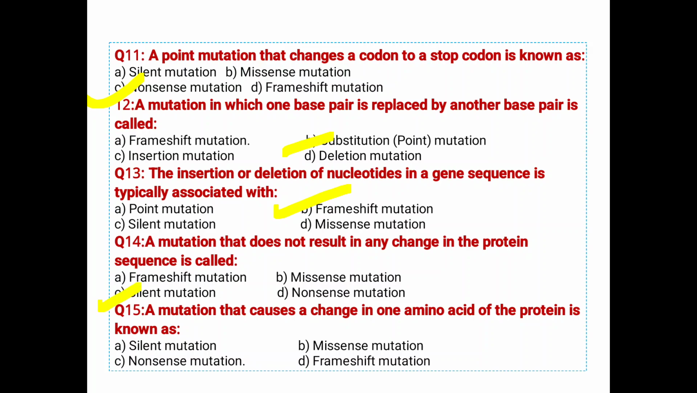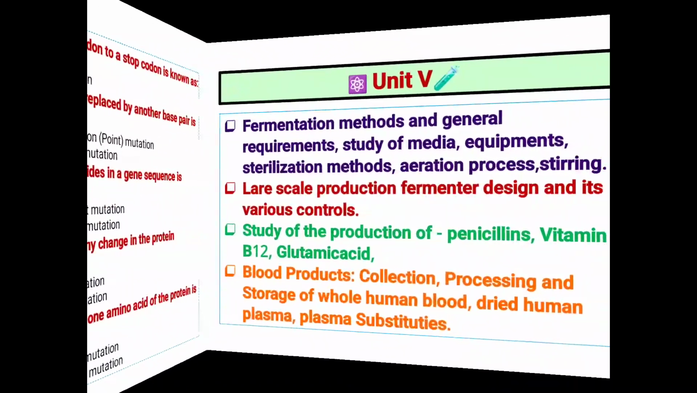Next, question 15. A mutation that causes a change in one amino acid of the protein is known as missense mutation. So these are all of the questions of unit 4.